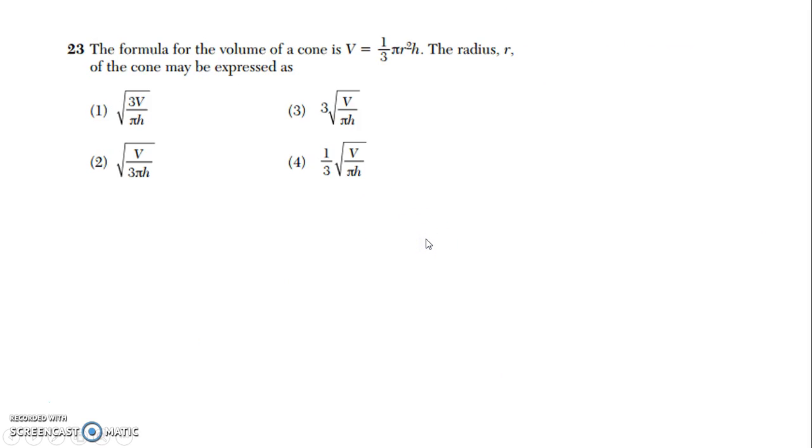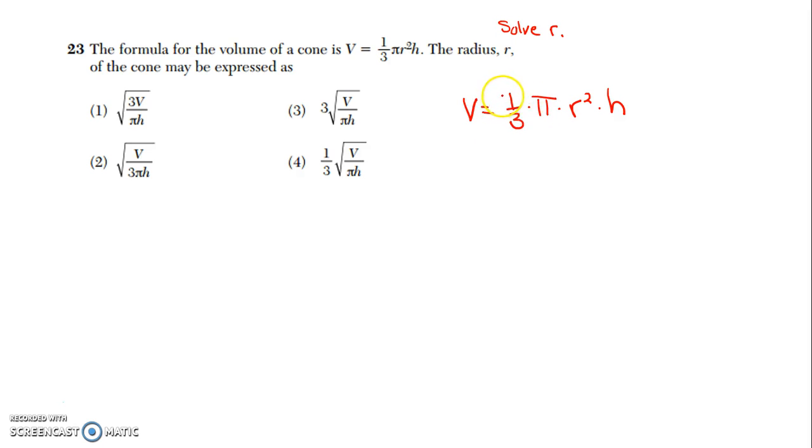All right, the next one, number 23. You only got a couple more you had questions on. The formula for the volume of a cone, volume equals 1/3 times pi times r squared times h. The radius r of the cone can be expressed as. So all they're telling you, if they give you this and they say express the radius r, they mean solve the equation for r. This is a literal equation. V equals 1/3 times pi times r squared times h. Trying to get r all by itself. Well, how can I get rid of the 1/3?